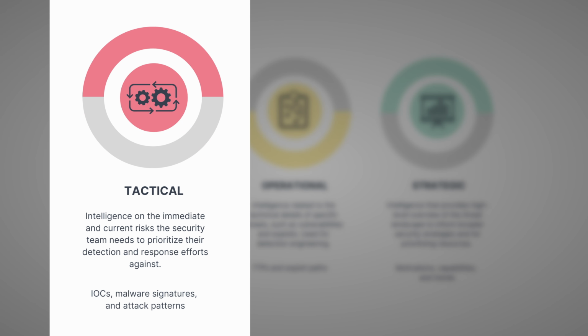Phase 6, Disseminate. Intelligence that isn't shared is intelligence wasted. Disseminate is what makes find a cycle, not a linear process. And we can split the disseminate phase into 3 distinct types of intelligence. You have tactical intelligence, which is immediate and now.